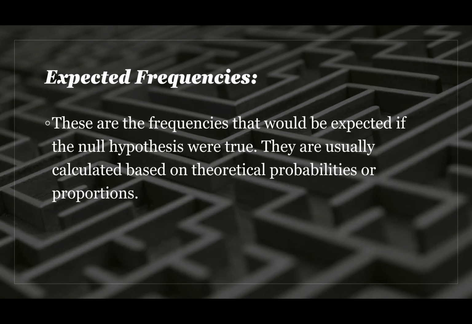Expected frequencies. These are the frequencies that would be expected if the null hypothesis were true. They are usually calculated based on theoretical probabilities or proportions. So we look at the genes and how they work, and then we draw a monohybrid or a dihybrid cross to figure out their expected frequencies based on the genotypic ratios. That is how we draw our expected frequencies, and then we plug them into the equation.